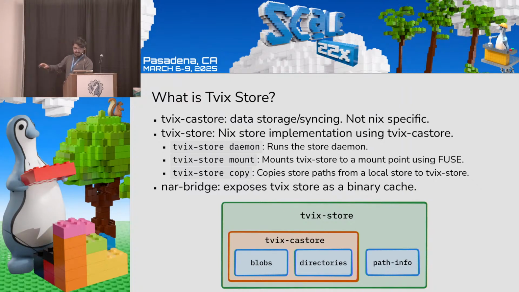And while it's not technically part of Tvix store, NARBridge exposes Tvix store as a binary cache, just like any regular Nix binary cache. So we can upload files to it, download files from it. But on the back end, it's all this content addressed deduplicated storage.